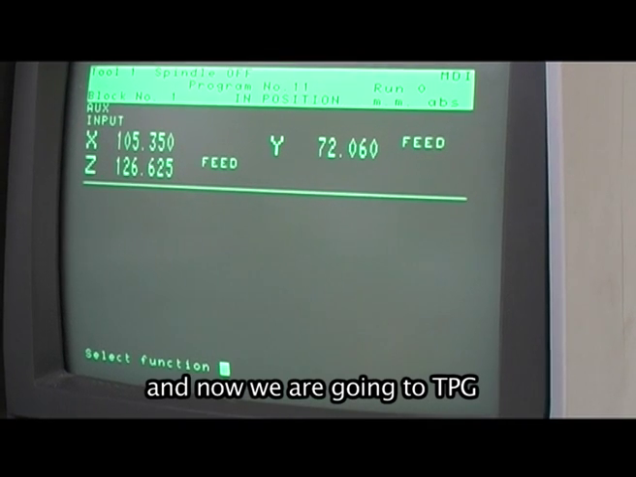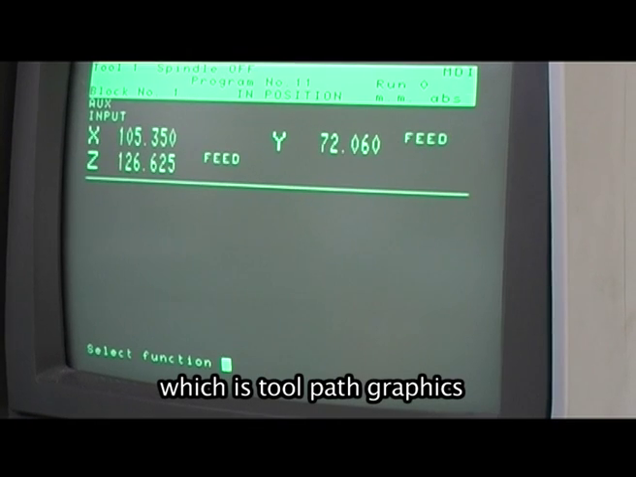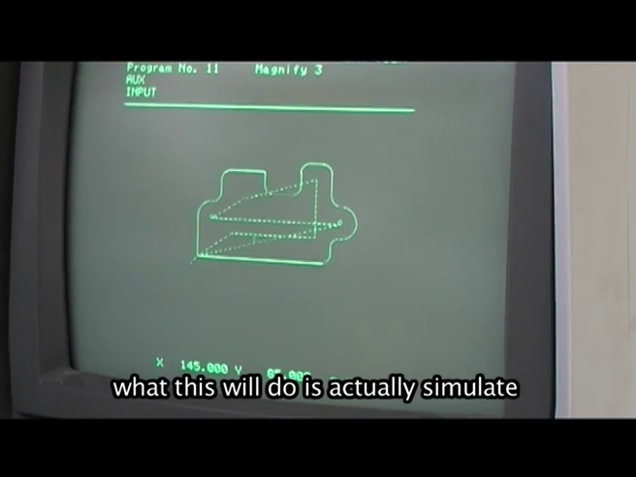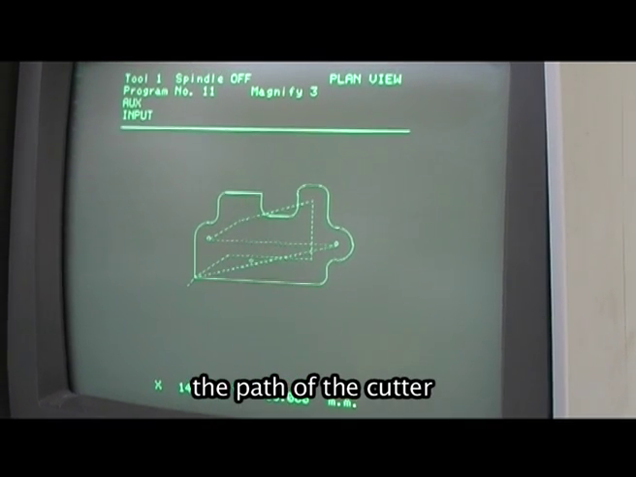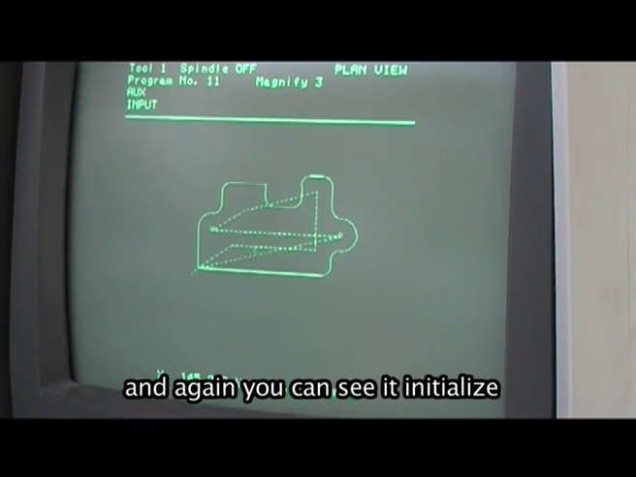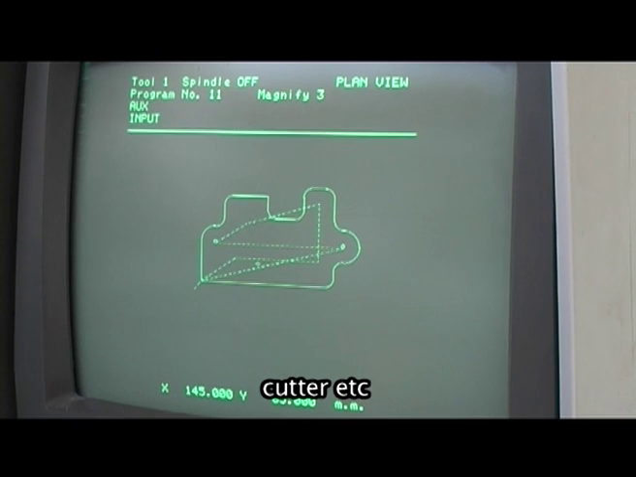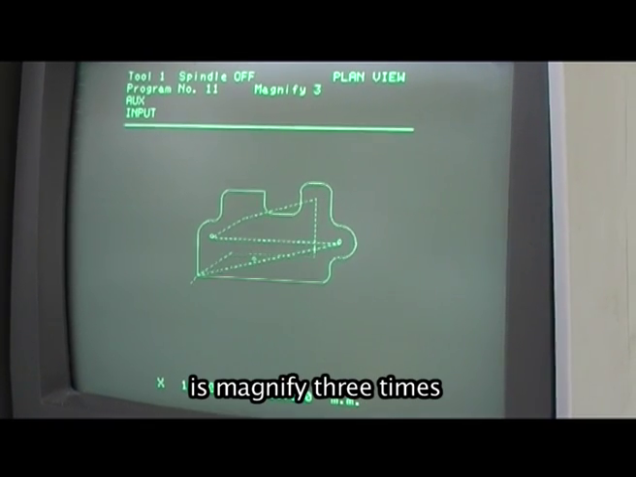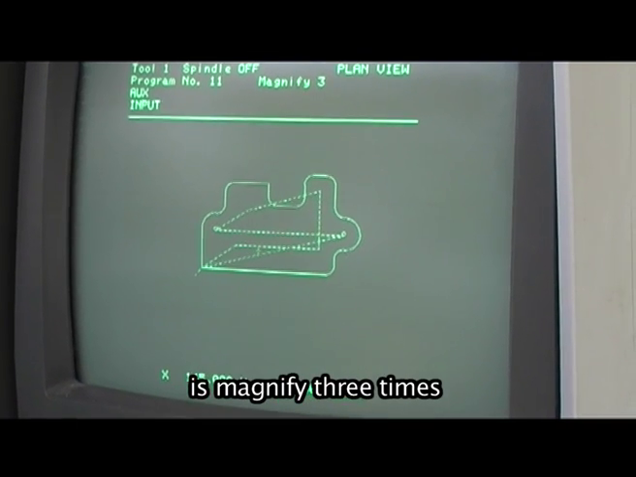Now we're going to go to TPG, which is the toolpath graphics. What this will do is actually simulate the path of the cutter. And again you can see initialise, magnify, cutter, etc. And what we're going to do in this instance is magnify 3 times.